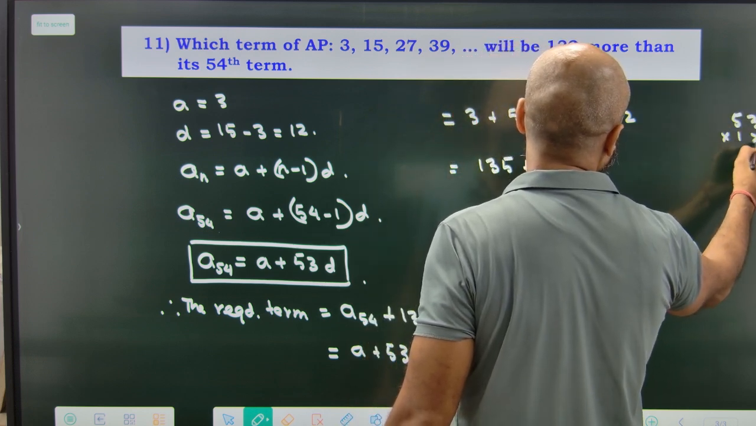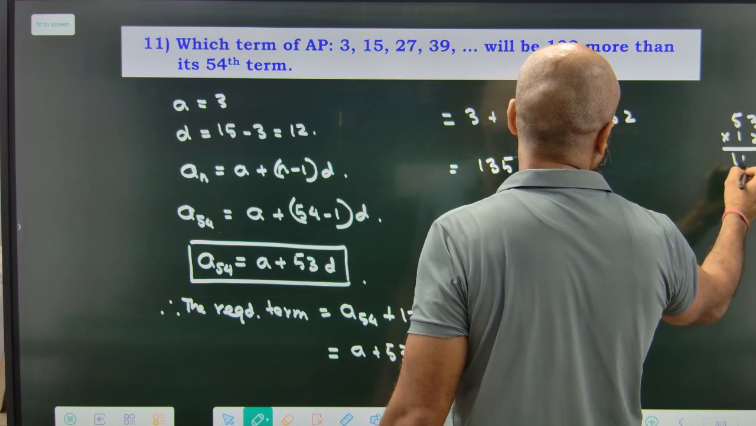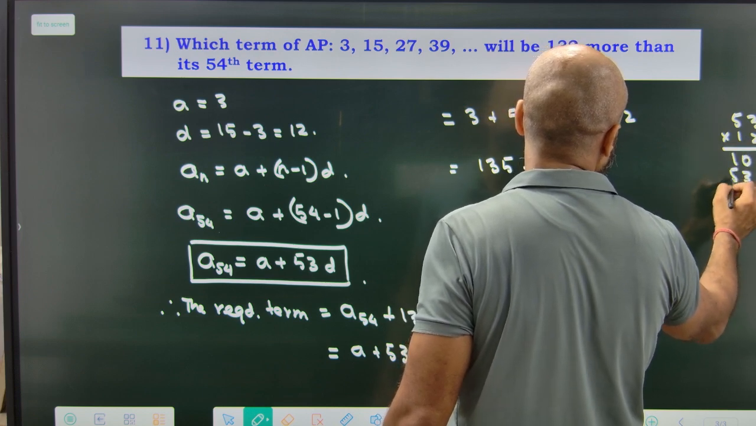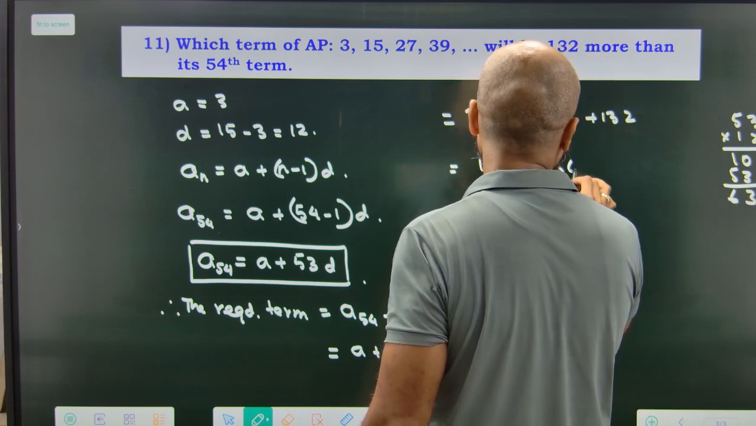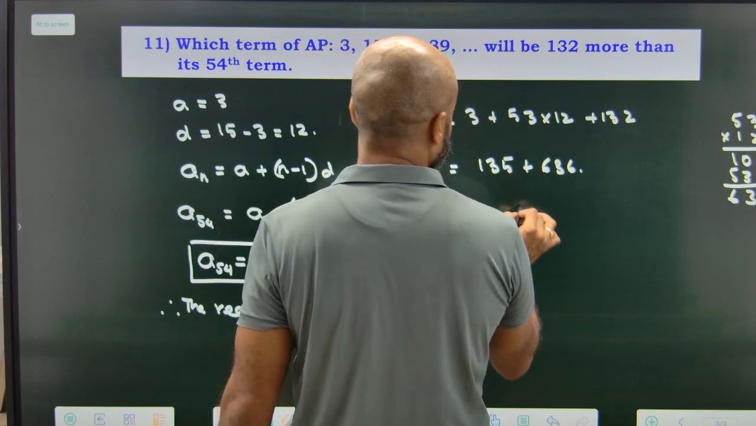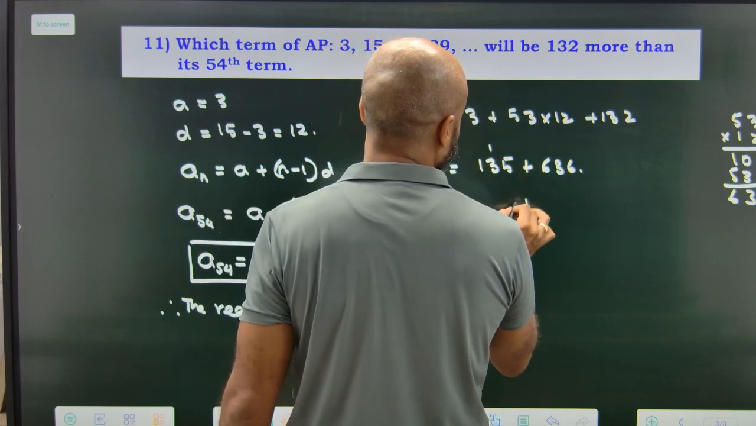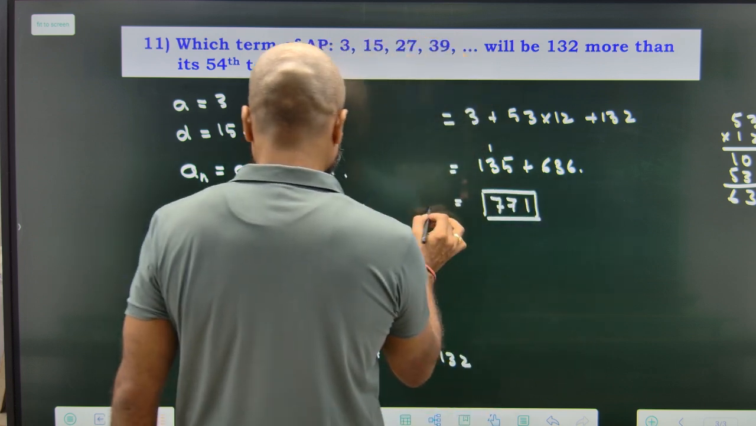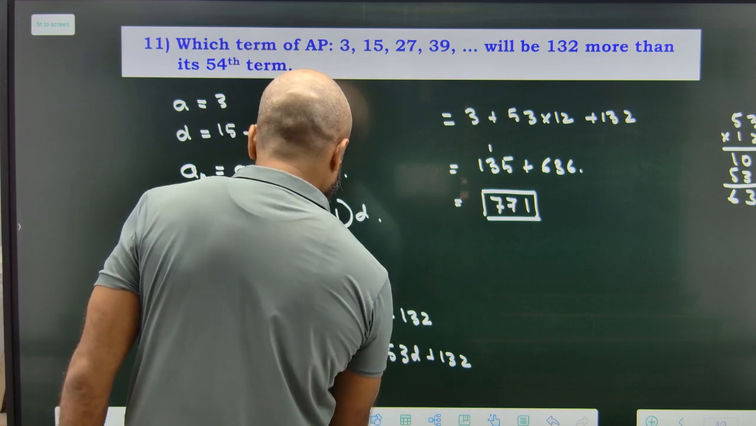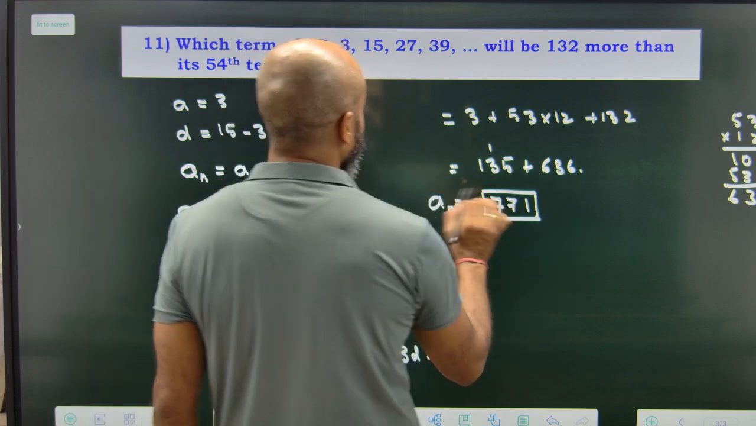So let's quickly do this maths here. 3 2s are 6, 5 2s are 10, 3 1s are 3, 5 1s are 5, so this will be 6, 3, 6. So what's the value here? 6 plus 5, 11, 3 plus 1, 4, 4 plus 3, 7, 6 plus 1, 7. So for this required term, let's say An, the required term An is equal to 770.